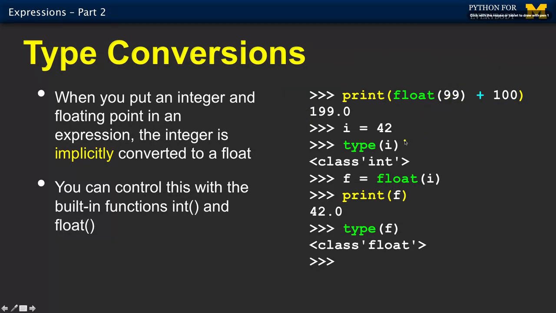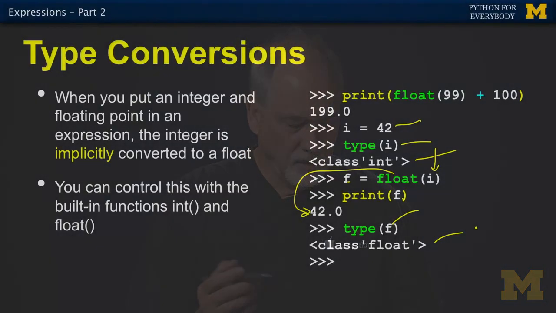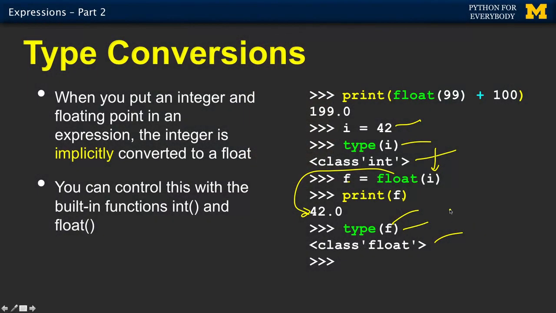If we look at, like, i is 42, we ask what type it is. Well, that i is an integer. We can take a variable and pass it into the float function and get back 42.0. That 42.0 comes back. And we say, what kind of thing is in f? Well, f is a float, right? So you can see how we're manipulating the type of things and controlling it. And anytime we get a little confused, we use the type function and say, hey, what's going on here? Why don't I understand what's going on here?